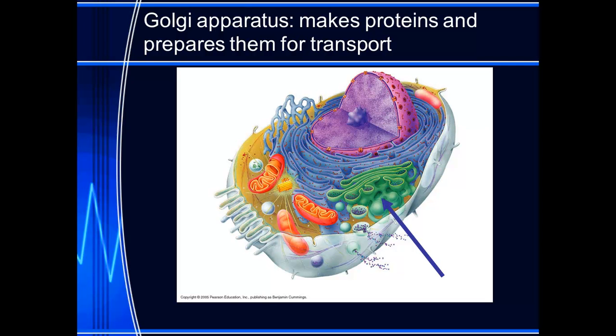Also within the cell is something called the Golgi apparatus, and this particular organelle makes proteins and prepares them for transport within the cell. Remember that proteins are essential.